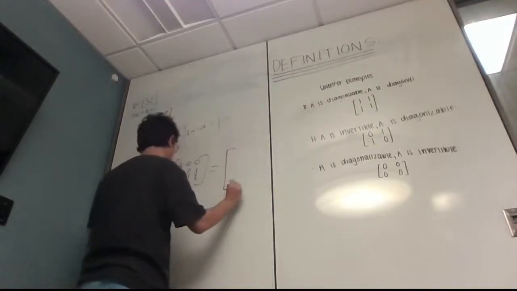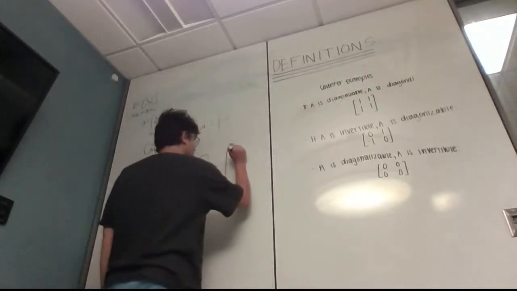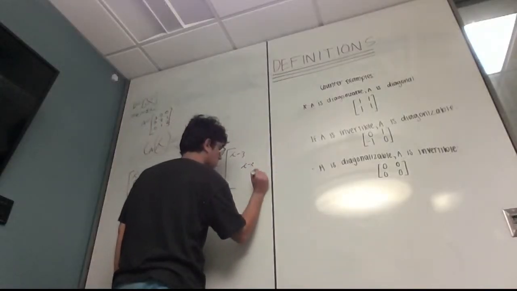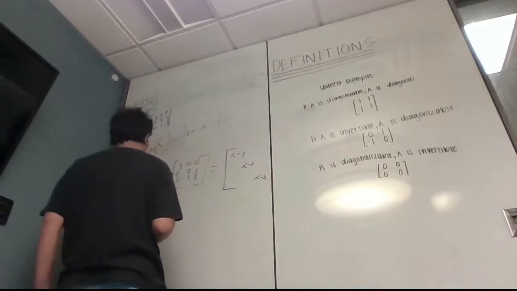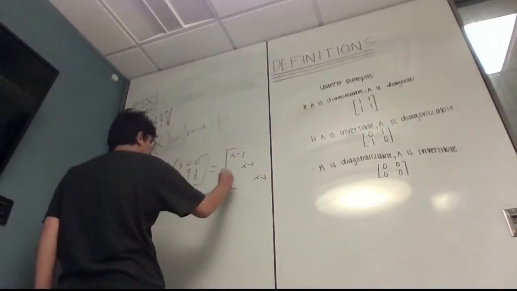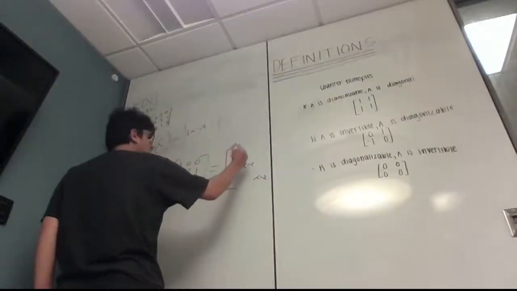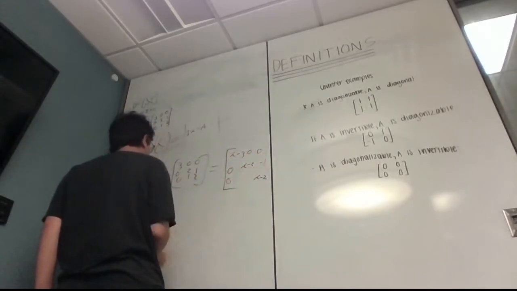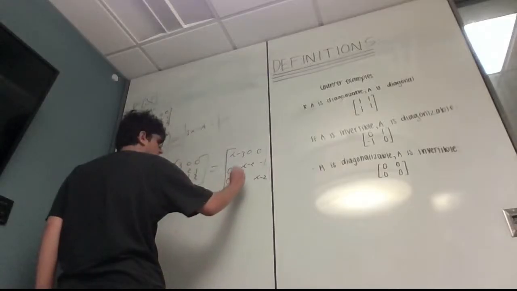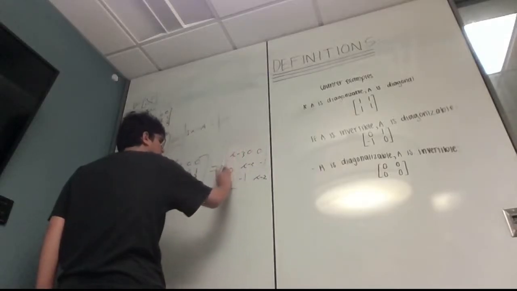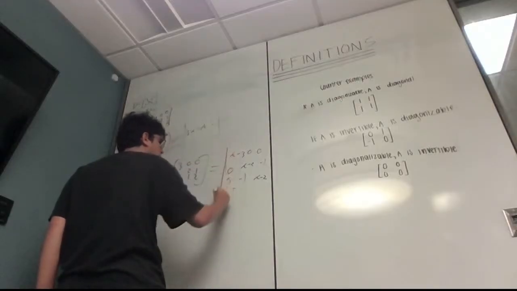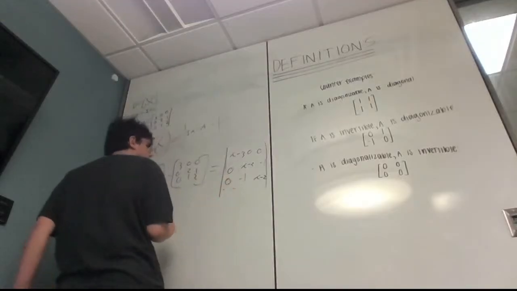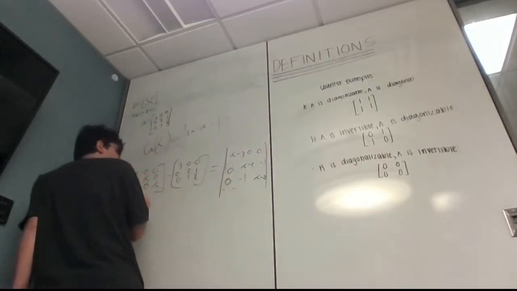Anyways, we get the following. We get lambda minus 3, lambda minus 2, lambda minus 2. Now 0 minus 0 is 0, 0 minus 0 is 0, 0 minus 0 is 0, 0 minus 0 is 0, 0 minus 1 is negative 1, and 0 minus 1 is negative 1. And now we can take the determinant of this. We can cofactor expand along this, so we get the following.